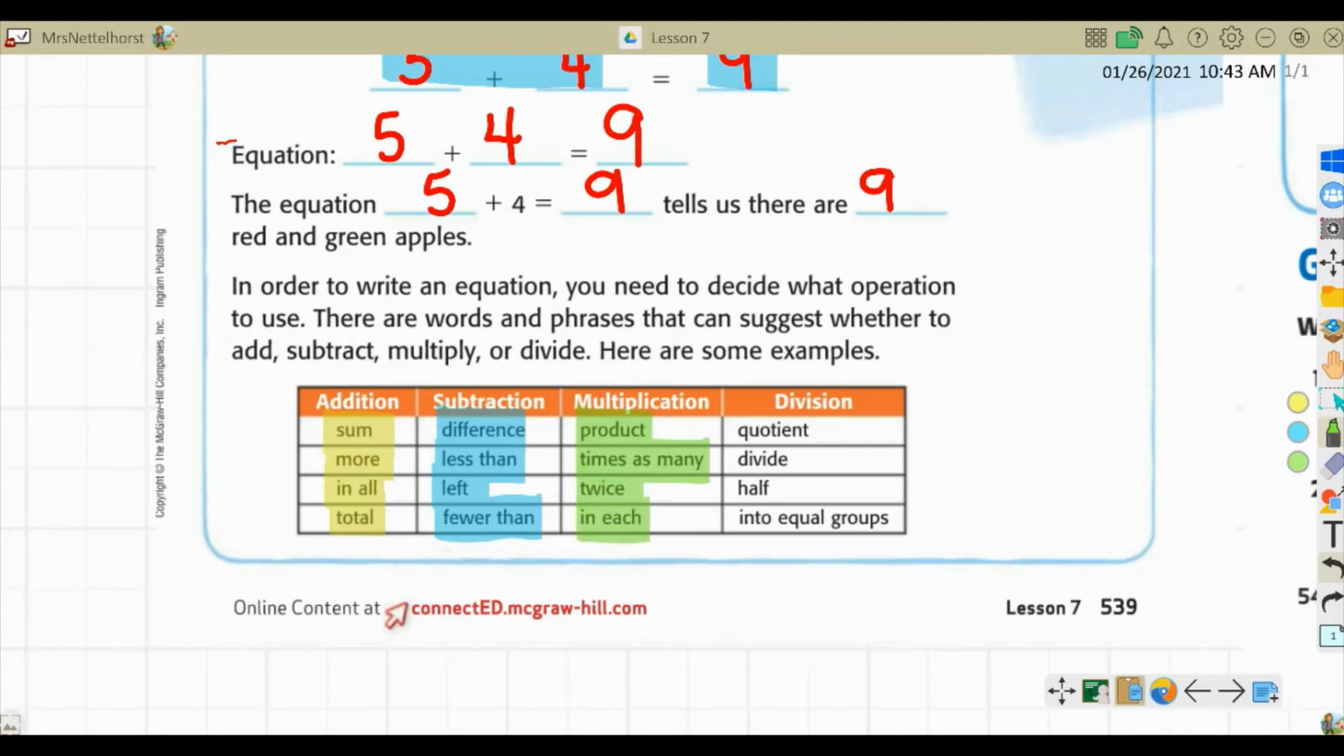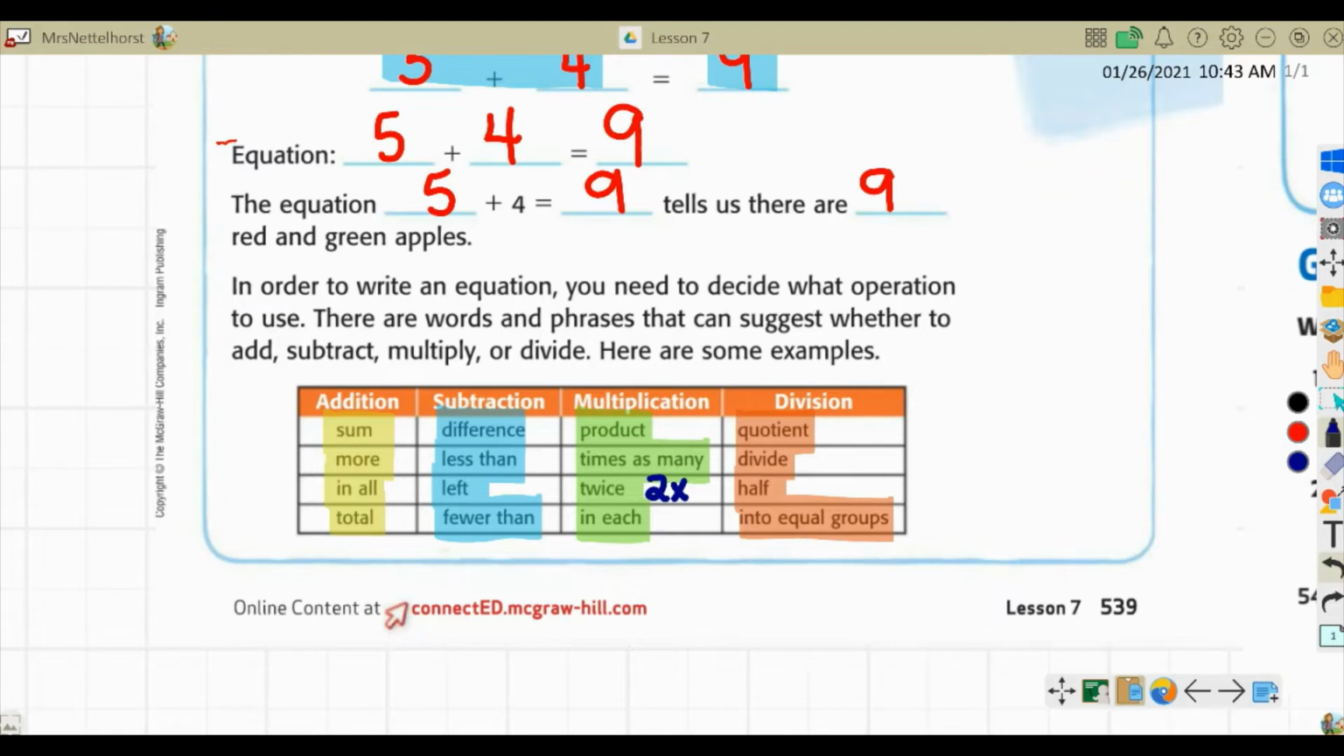Let me address twice really quickly. Twice means 2 times. So if you have twice as many red apples as green apples, you've got 2 times as many red apples as green apples. You're going to use the 2 times in your number sentence or in your equation. If we are dividing, we will see words like quotient, divide, half, and into equal groups. Let's talk about half very quickly.